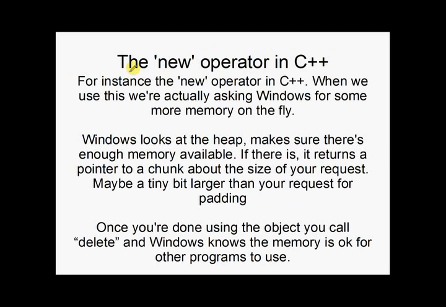Okay, so this brings us to dynamic memory allocation. And we know in C++, to get some dynamic memory, we use the new operator. So we say blah blah this equals new, whatever. And what we're really doing is we're asking Windows for some more memory on the fly. Windows looks up the heap, a portion of memory called the heap, and it makes sure there's enough memory for our request. And if there is, it gives us back a pointer to a chunk of this memory. This pointer might actually point to a chunk slightly larger than we requested for padding, but it'll pretty much be the same size as whatever memory you're requesting. So once you're done using the object, you call delete, in C++ this is of course, and Windows marks the memory as not being used, and other programs are free to use it again.